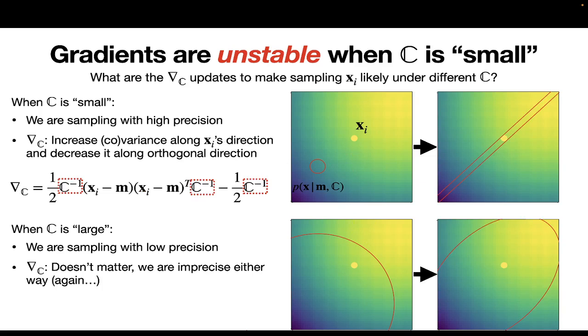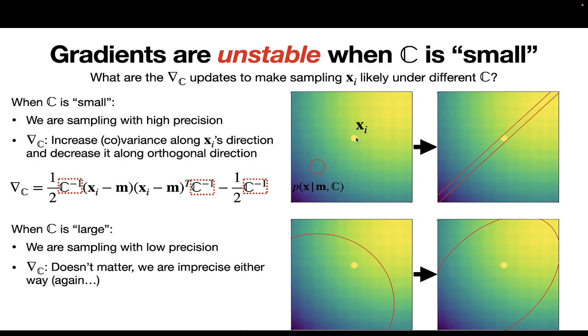And we observe similar trends with the covariance gradients as well. In this example, we again are trying to maximize the likelihood of sampling this target xi, but this time, instead of allowing only the mean to change, we allow only the covariance to change while keeping the mean constant. So the question again is, how do we want to update the covariances of this small covariance distribution and this large covariance distribution in order to make them more likely to sample xi?